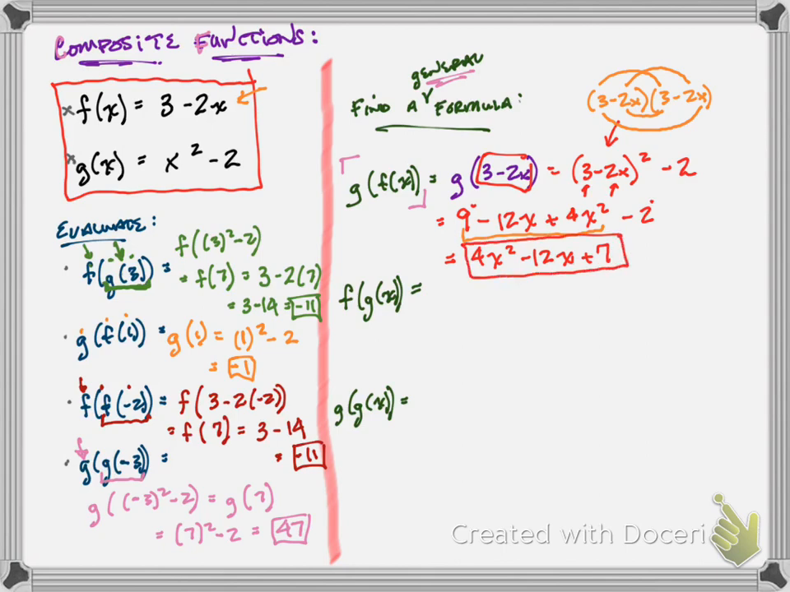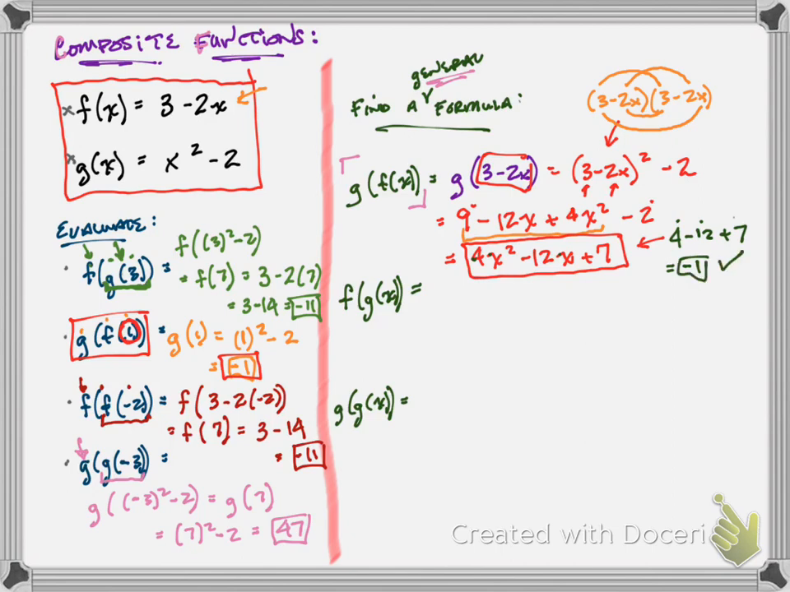There is a general formula for g of f of x. Now, if you'll recall, for g of f of 1, we got negative 1. So I should be able to take 1 and put it into my general formula here, and I should get negative 1 out. Let's check. If I put 1 in, 4 times 1 squared is 4 times 1, that's 4. Minus 12 times 1 is minus 12, plus 7.